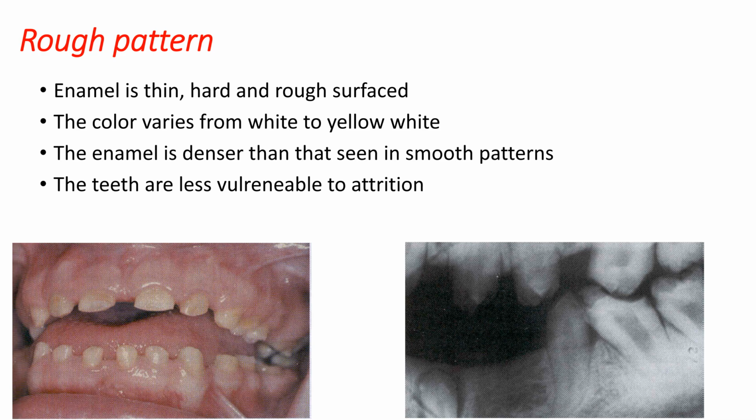In the clinical picture, you see small yellow teeth with a rough enamel surface and open contact points, significant attrition and anterior open bite. In the radiograph, they exhibit a thin peripheral outline of radiodense enamel.